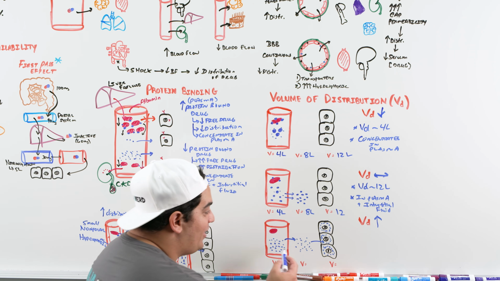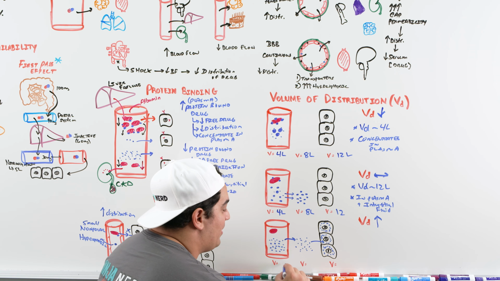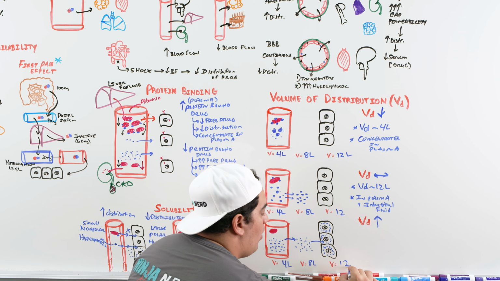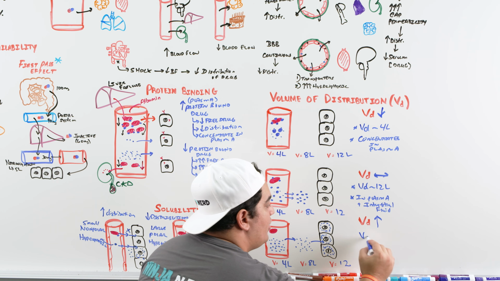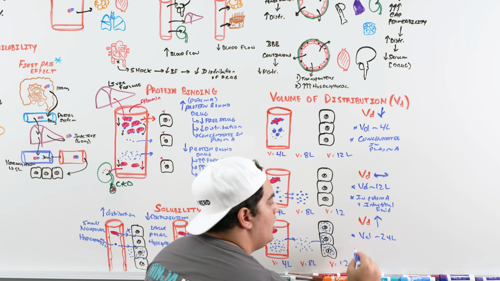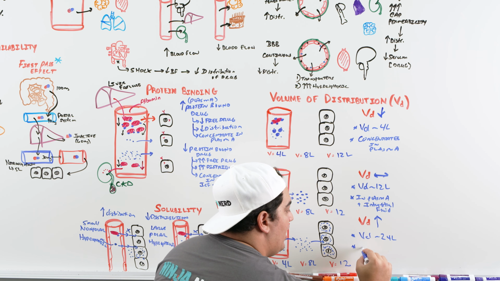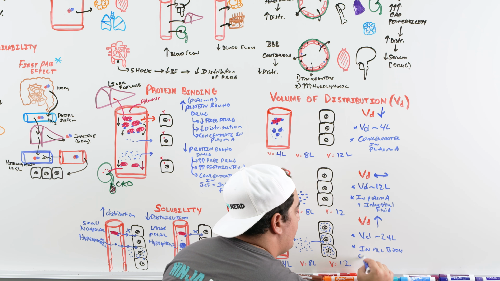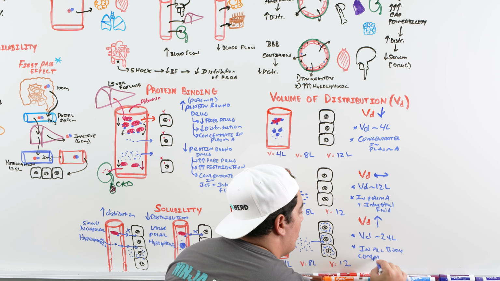Because of that, this drug is occupying all 3 compartments. It's occupying the 4-liter compartment, the 8-liter compartment, and the 12-liter compartment. That means that the volume of distribution of this drug, and again, I'm just making it up, is approximately 24 liters. So it'll be in all body compartments, a part of our total body water.